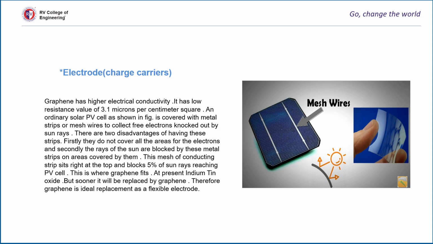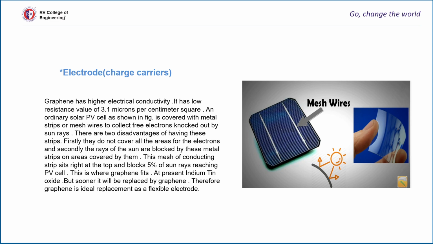If we look at an ordinary solar PV cell, then we find metal strips covering it. These strips or mesh wires are there to collect the free electrons ejected by the sun rays. There are two disadvantages of having these strips. Firstly, they do not cover all the areas for collecting the electrons. And there is a reason for that, which is in fact the second problem.